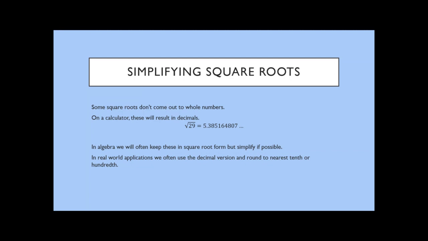And if we want to talk about, let's say I wanted to round this to 2 decimal places, this 29, I can put a line there. I want 2 decimal places, and then I look at what's after my line. If the number after that is 5 or higher, you round up. So this would round to 5.39 if we were to round that to 2 decimal places.